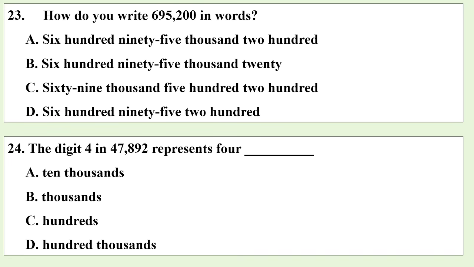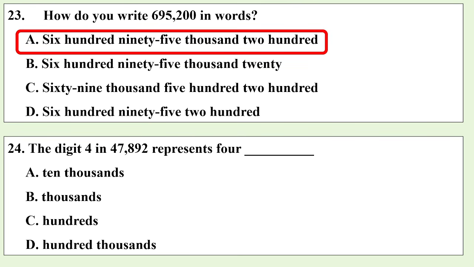23. How do you write 695,200 in words? So the answer is letter A. 24. The digit 4 in 47,892 represents 4 blank. So the answer is 10,000s.